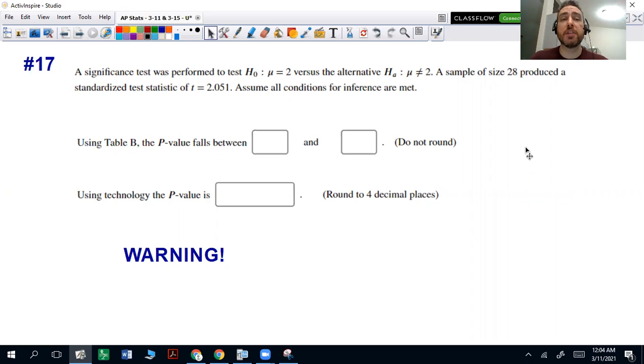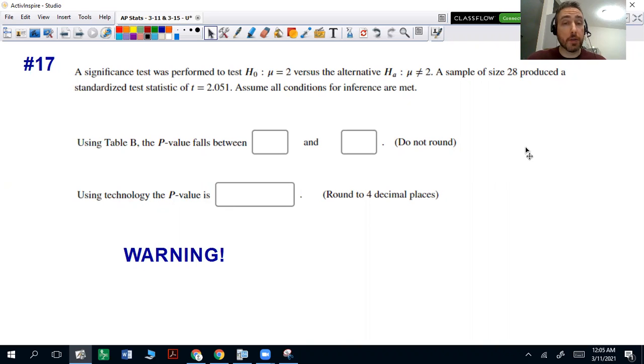So number 17: a significance test was performed to test H0: mu equals 2 versus the alternative mu is less than or equal to 2. A sample size of 28 produced a standardized test statistic of t equals 2.051. Assume all conditions for inference are met. Okay. So first, using table B, the p-value falls between.